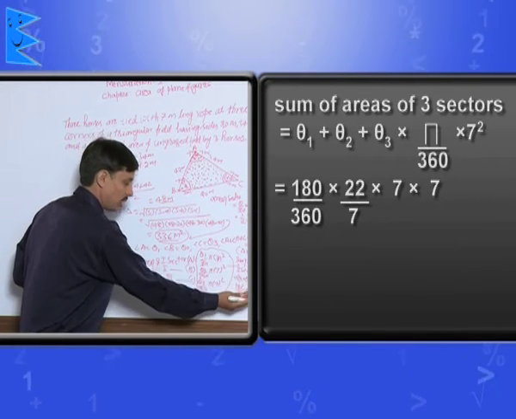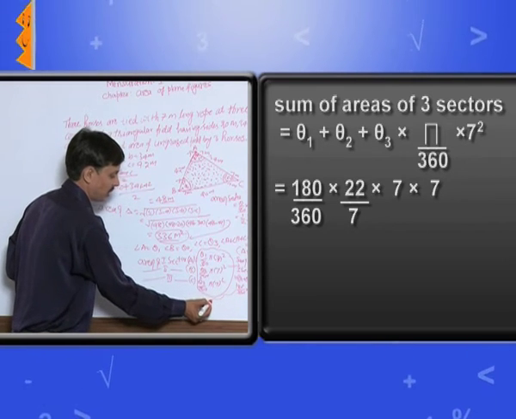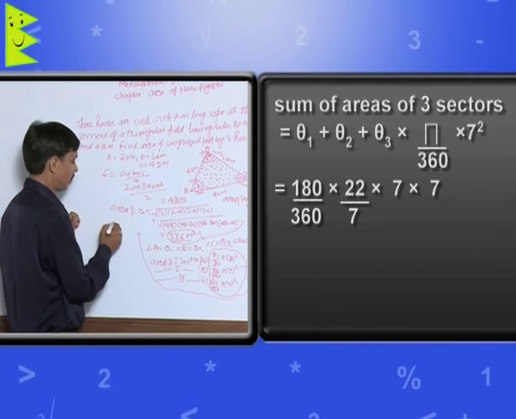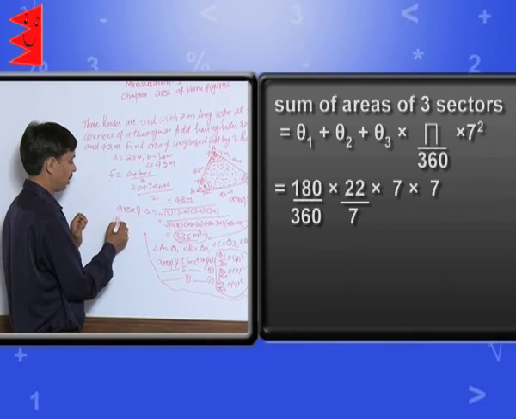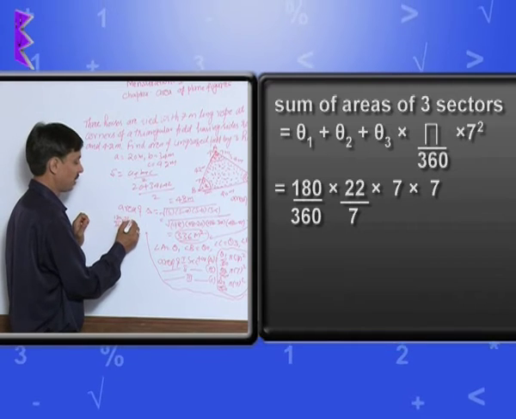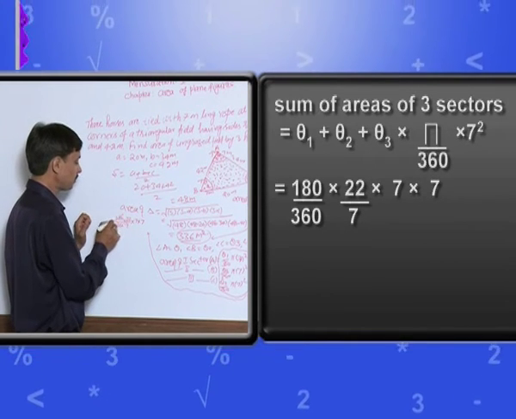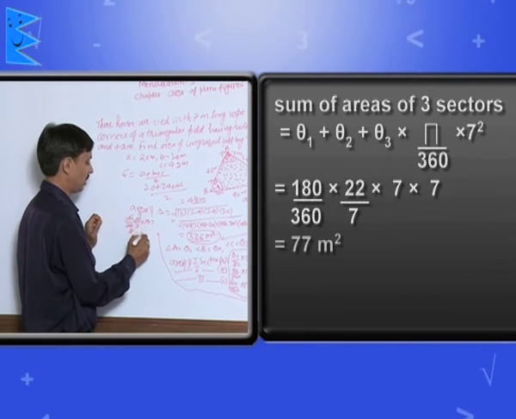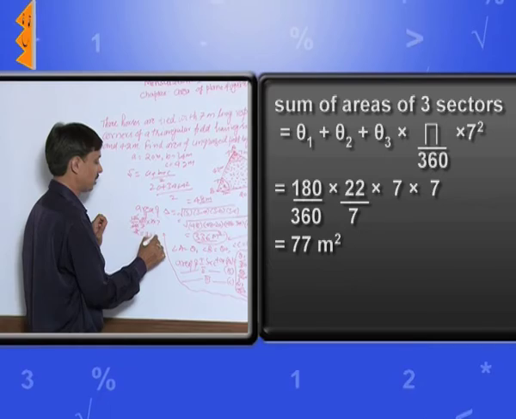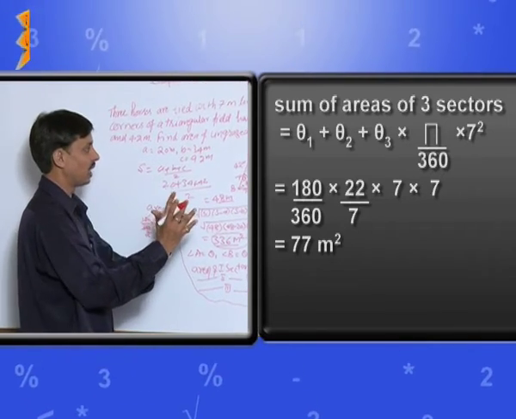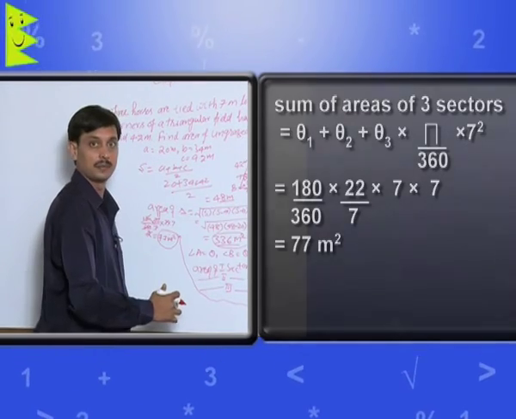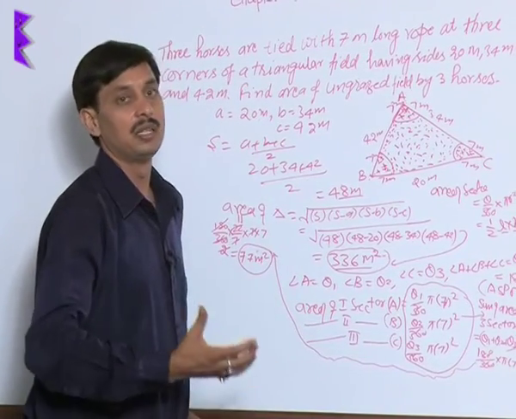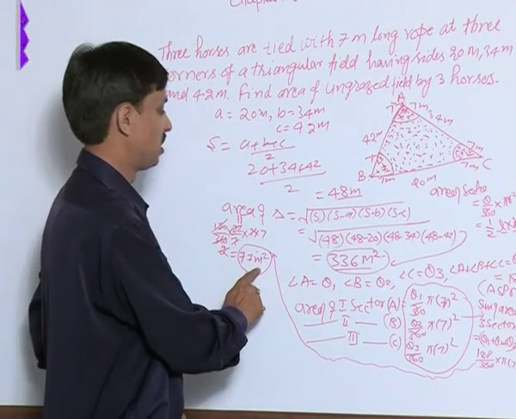Pi can be written as 22 by 7. I am taking these calculations here so you can understand how they are coming. 180 upon 360 into 22 by 7 into radius 7 into 7. 180 cancels with 360 to give 2, 2 cancels with 22 to give 11, 7 cancels with 7, and only 77 is left: 77 meter square. 77 meter square is the sum of areas of the three sectors. That is, the area of the grazed part is 77 meter square.